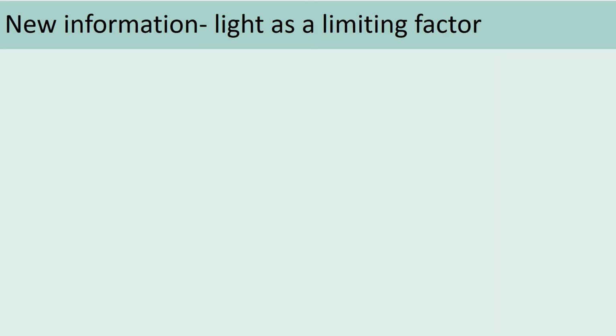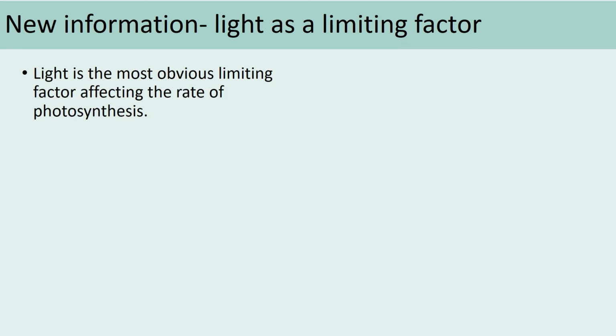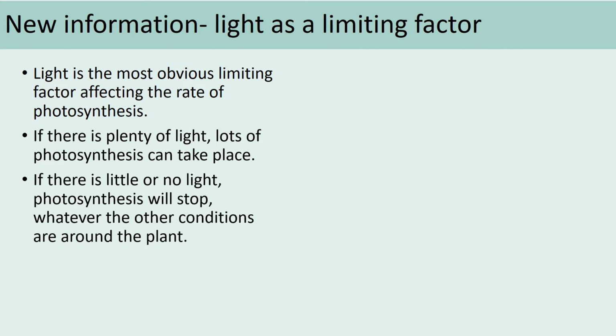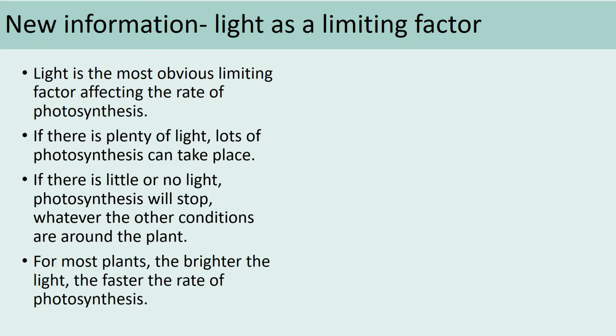Okay. Now we can obviously display these as graphs, and we need to know the graphs for 3 of the limiting factors. Now light is the most obvious limiting factor because we always associate photosynthesis with light. That's always drummed into you from primary school. If there's plenty of light, then lots of photosynthesis can take place, surely. If there is little or no light, then photosynthesis will stop. If you put a plant in a dark cupboard for months, it will die. And for most plants, the brighter the light, the faster the rate of photosynthesis.